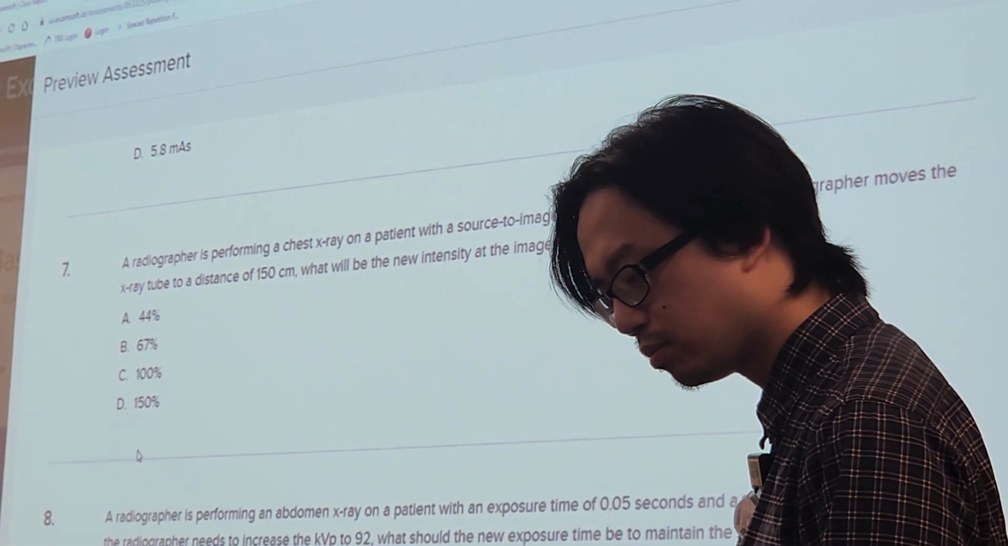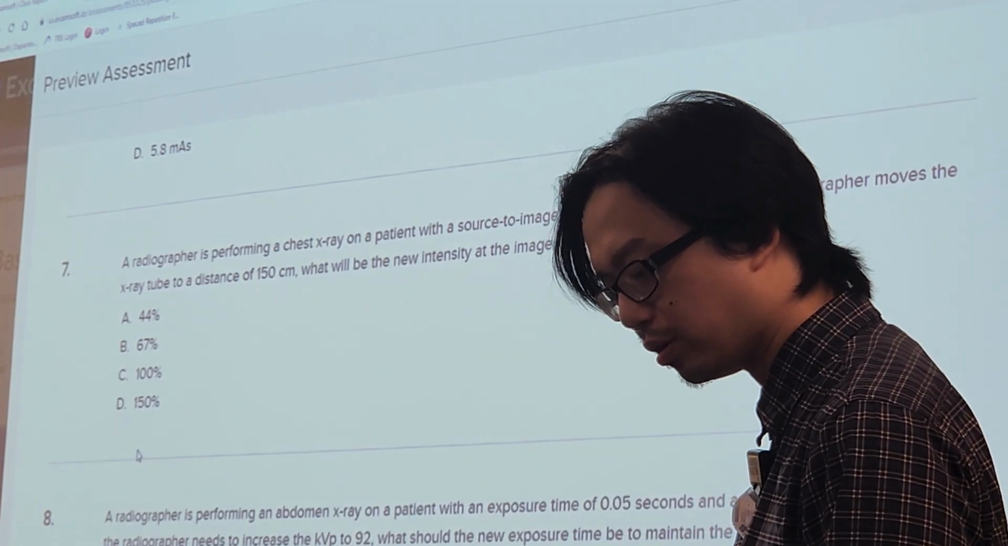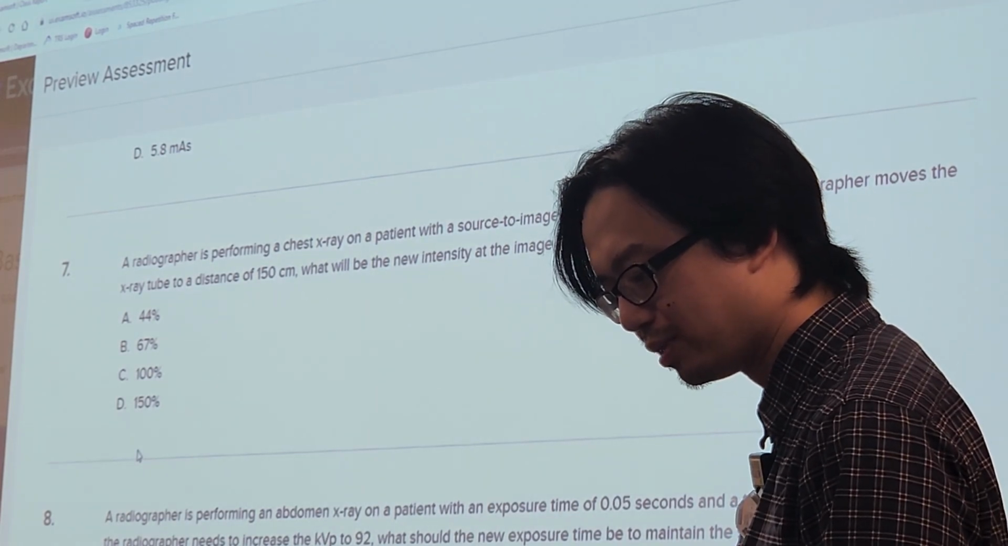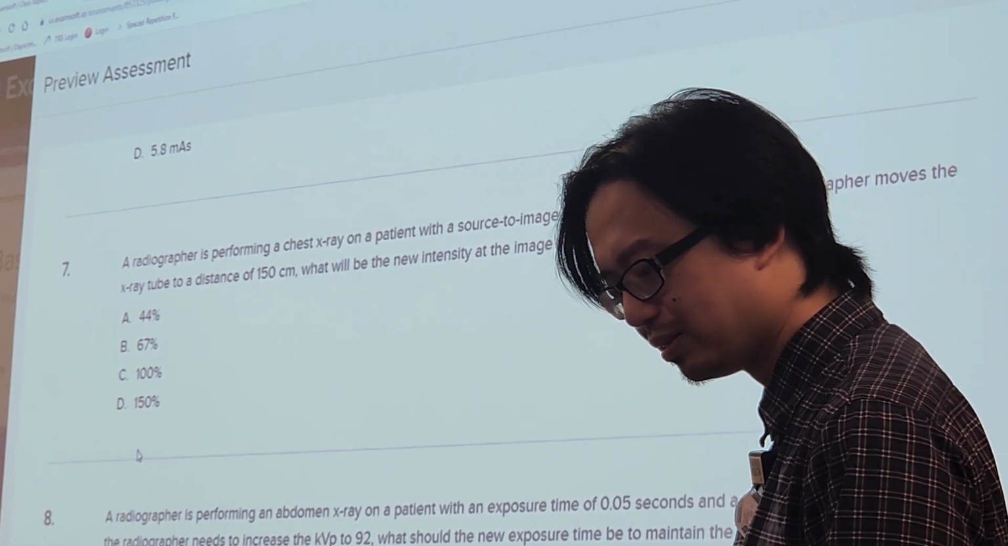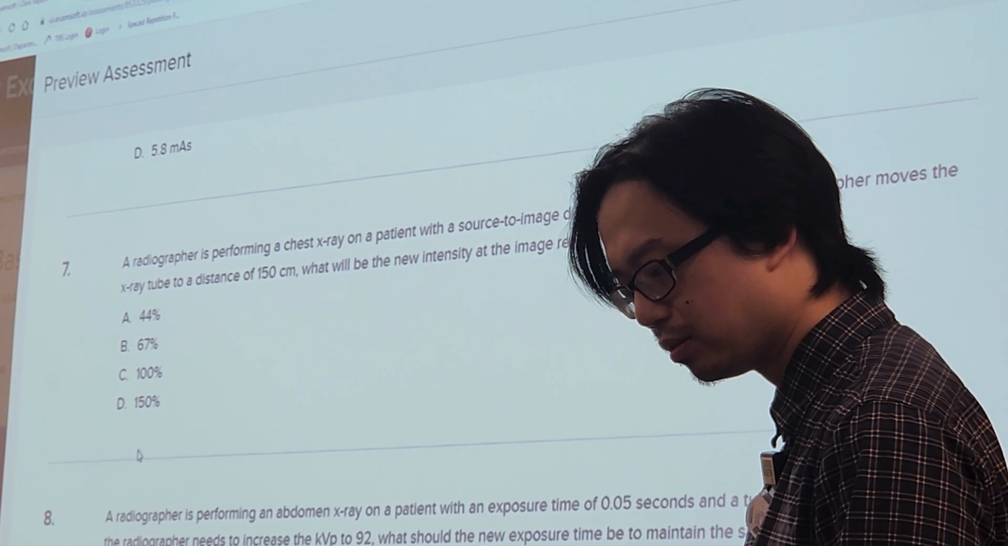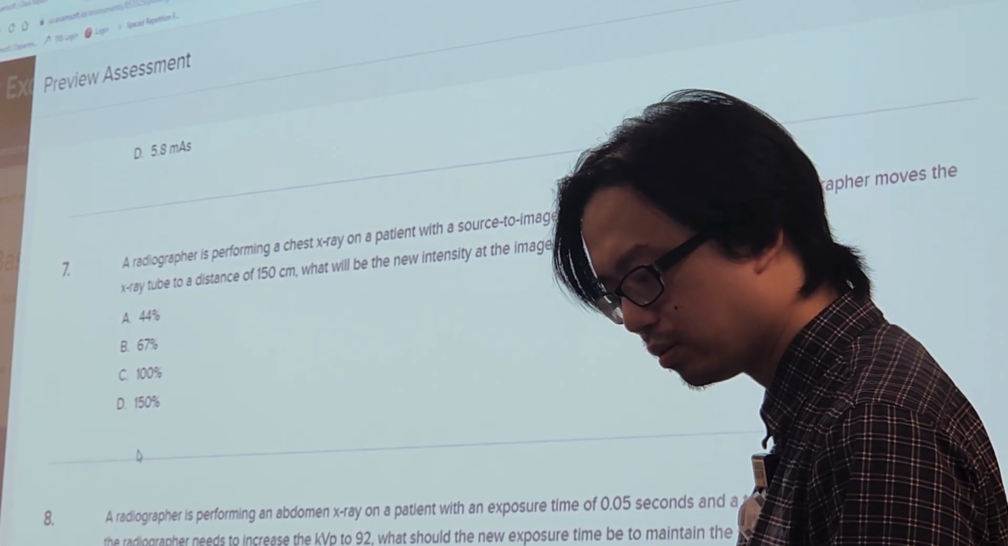So I1 over I2 is equal to D1 squared over D2 squared. No, that's not inverse. Your 1s are on top, your 2s are on bottom, so that's not inverse. When you think of inverse, it's completely different. This has to be on top. So, 150 squared over 100 squared.